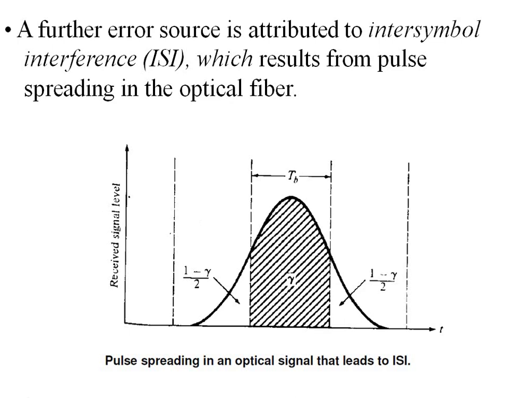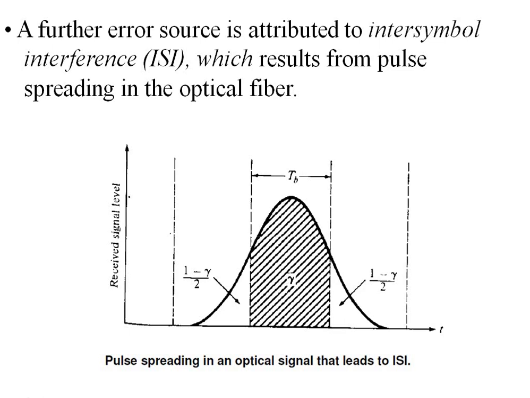A further error source is attributed to the intersymbol interference, ISI, which results from the pulse spreading in the optical fiber. When a pulse is transmitted in a given time slot, most of the pulse energy will arrive in the corresponding time slot at the receiver, as shown here.